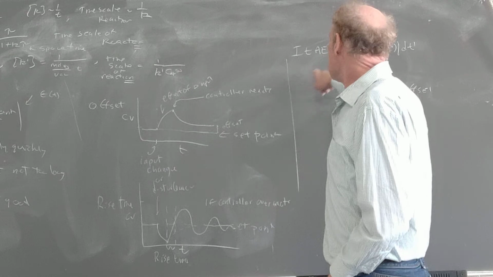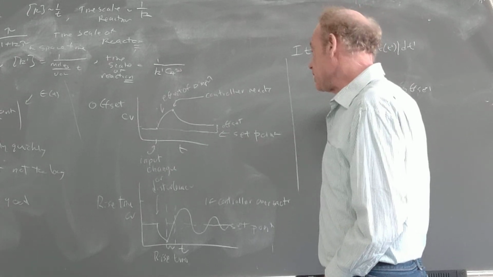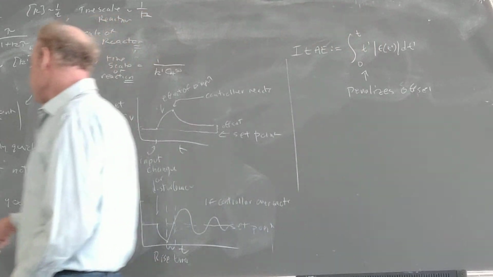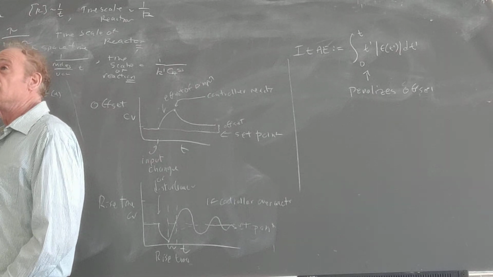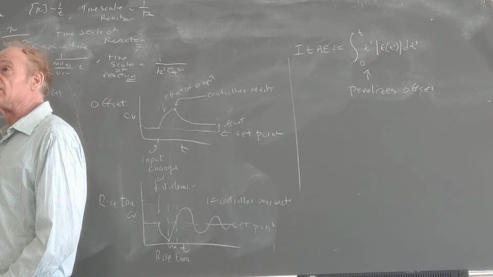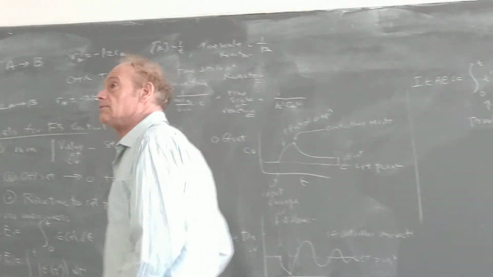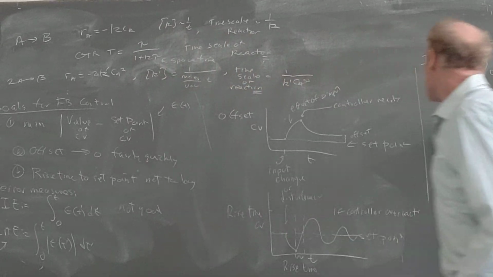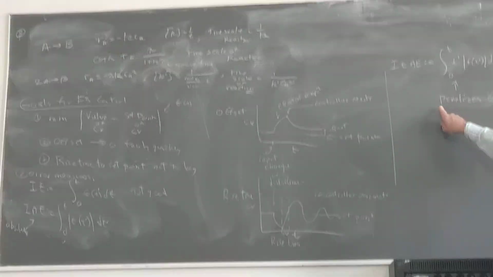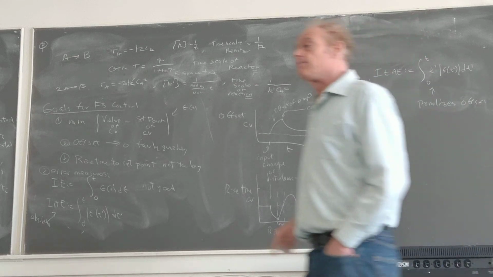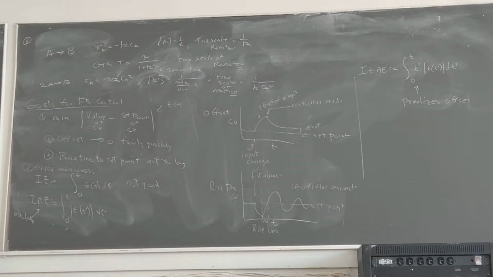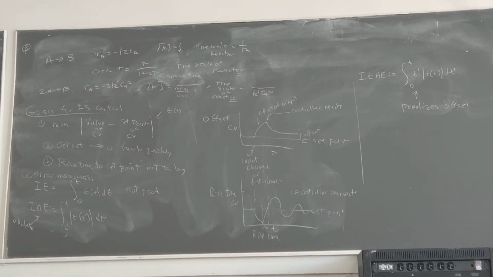So again, this penalizes offset. This doesn't allow negative errors to cancel positive errors. And this, of course, says at long times you better get back to the set point, or this is going to be big. We're going to continue with this next time. Are there any questions?